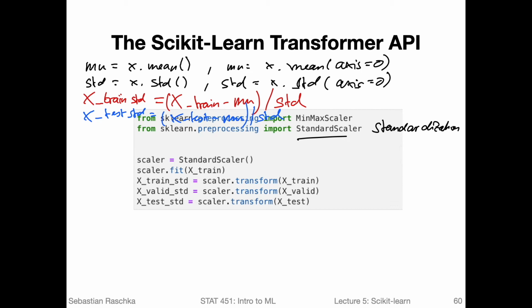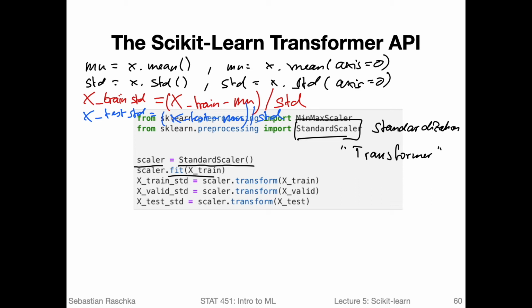So instead of doing that by hand, like I just showed you, we can also use this standard scaler transformer. That's what Scikit-learn refers to as a transformer, because it has the transformer API. Then we can achieve the same thing by first initializing a new scaler object, or transformer object. I call that scaler because it's a standard scaler for standardization.